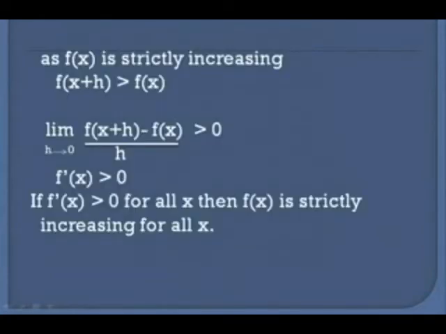Now as f(x) is a strictly increasing function, therefore f(x+h) must be greater than f(x). Here h is any positive value. Now if I take the limit of this expression, that is [f(x+h) - f(x)]/h, when h tends to 0, this would be a positive value. Why? Because this expression is positive and this is also positive. So the limit of this expression would be greater than 0. But this expression is nothing but f'(x). So f'(x) is greater than 0 for a strictly increasing function.